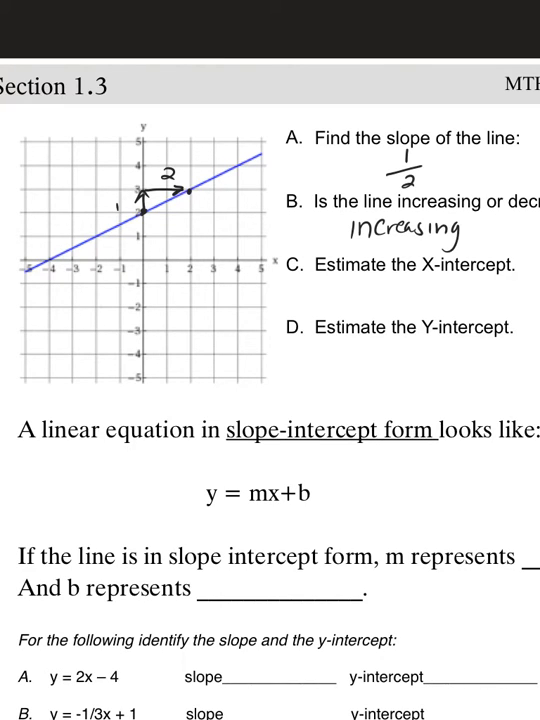The x-intercept happens here. This is at (-4, 0). You have to identify it as an ordered pair. The y-intercept is here, which is (0, 2).